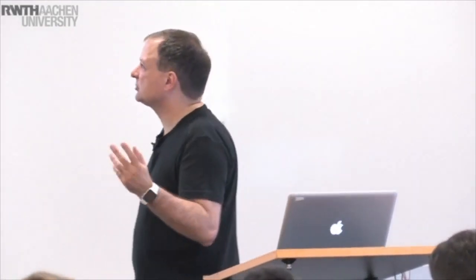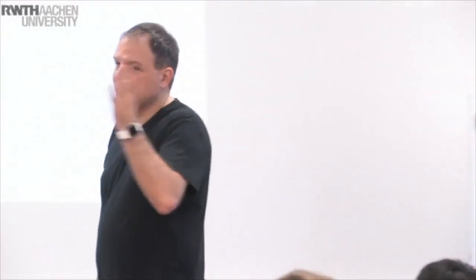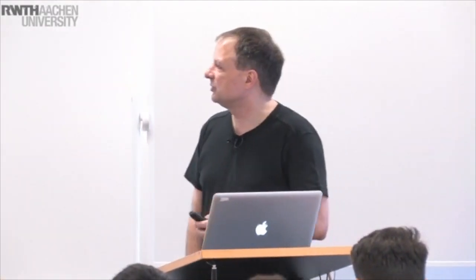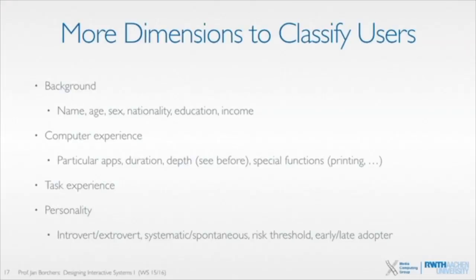But it's more than just newbies versus experts. There's also the question of, for example, the background of people. Of course, the name doesn't matter for how people can use a system, but it's something that if people are willing to give that to you to collect, to later be able to better group your results. But age, sex, nationality, education, income, those are all things that you may want to understand about your user base, so you have a better picture of what they are about.